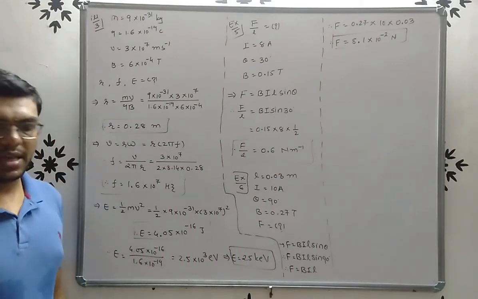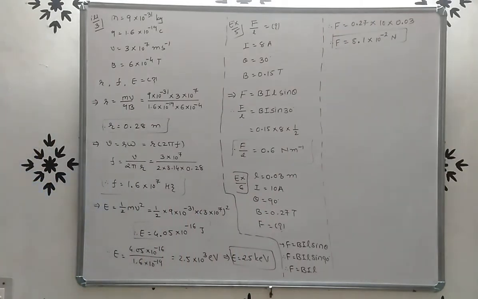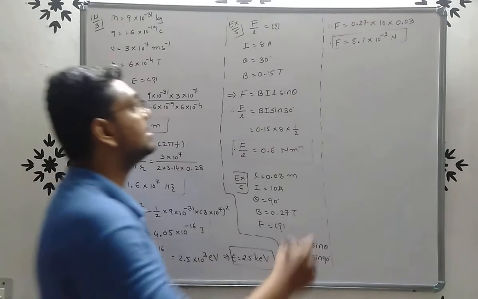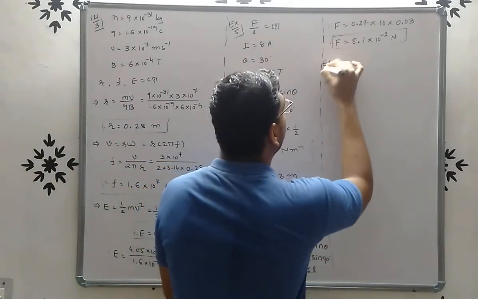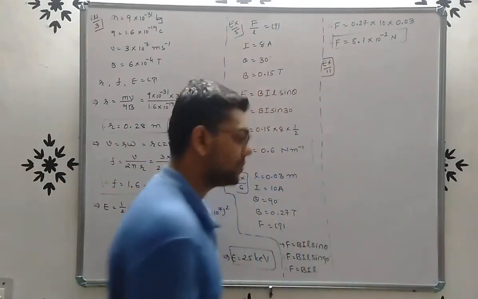So once again, here we know the value of length, current, theta, and magnetic field B. We have to find out the value of magnetic force. So once again, we use the formula of force on a current carrying conductor, F = BIL sin theta, right? From this formula, we can easily find out the value of force, right? Our next example is example number 11.